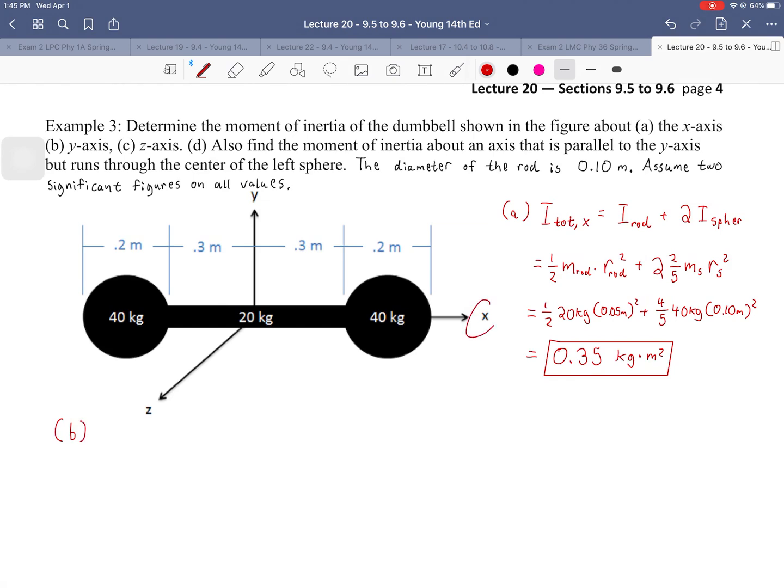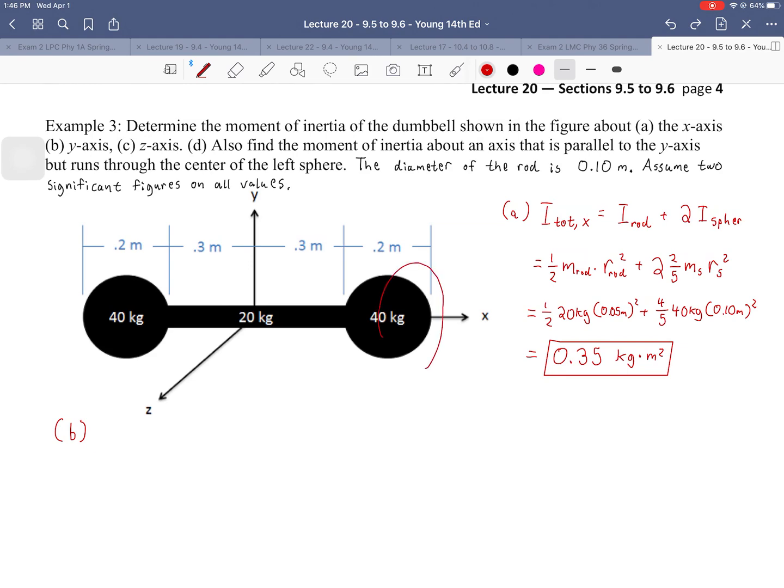Now let's check our expectations here. Okay, so the first one was the x-axis, a natural place to start. In part B, we're asked to find the moment of inertia about the y-axis, right there. So would you expect the moment of inertia of this dumbbell, the same object but now rotated in a different way, to be different? Absolutely, because now the mass is distributed differently relative to our newly chosen axis of rotation. Would you expect the moment of inertia to be quantitatively larger?